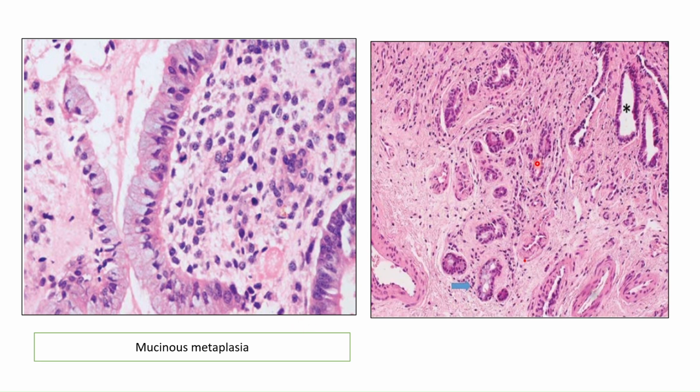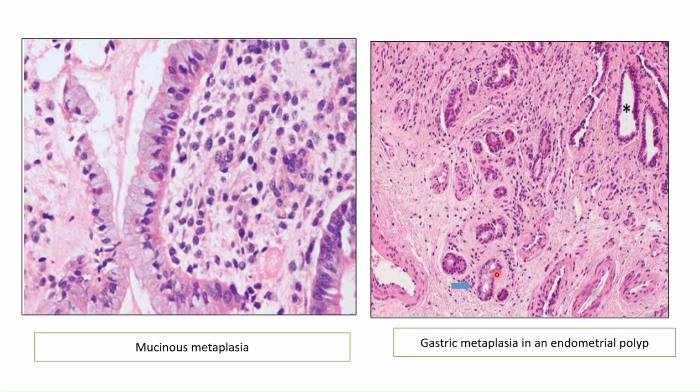This is again a section of a polyp showing a few dilated glands, a few tubular glands, and thick blood vessels, but the change we can appreciate, which is shown here with the arrow, is glands with mucin in the cytoplasm. So this is gastric type of metaplasia in the endometrial polyp.